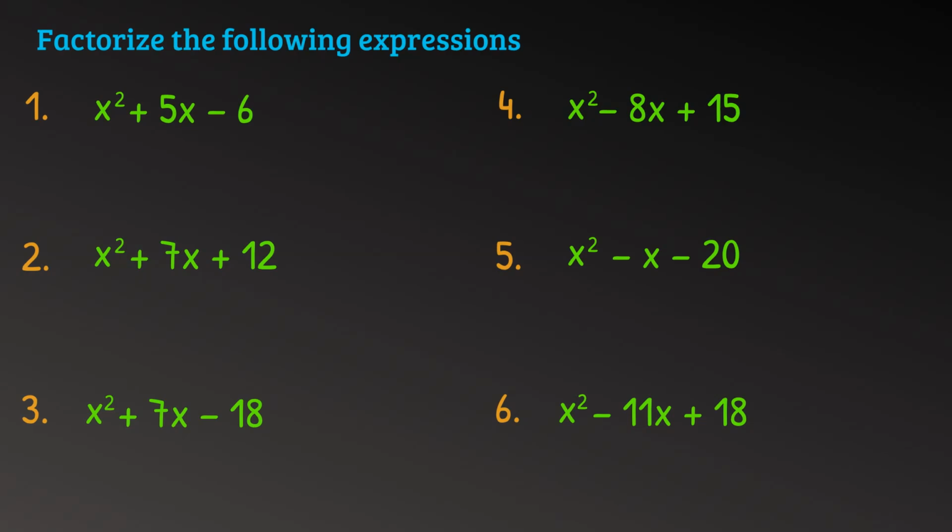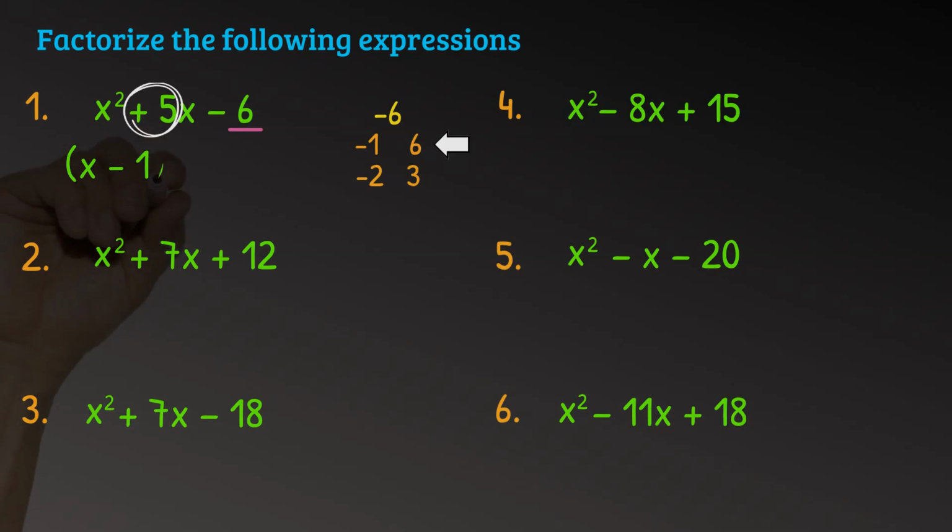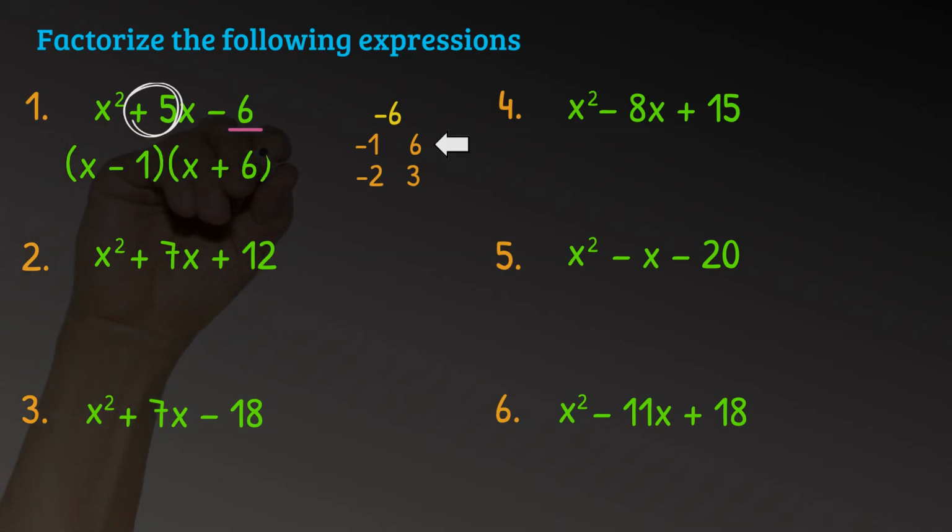The constant in the first expression is -6, so we need to first find two numbers that multiply together to give us -6. So -1 times 6 is -6 and -2 times 3 is -6. But we also need the same two numbers to add up to +5. And if we look down the numbers that we've written, we can see that -1 plus 6 would give us +5, so these are the numbers we need. So our answer is x minus 1 times x plus 6.